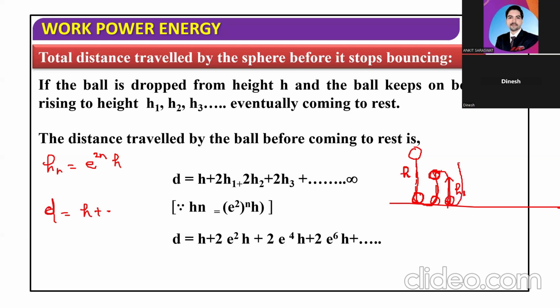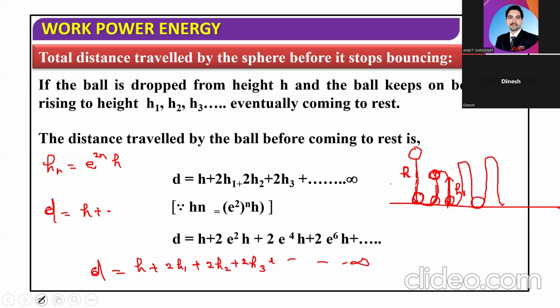H2, third bounce, H3, H3. So every time the distance it will travel is like this: H plus 2H1, then 2H2, third bounce 2H3, and so on after infinite bounces. That is H, then H1 up and H1 down, so 2H1, then H2 up and H2 down, 2H2.